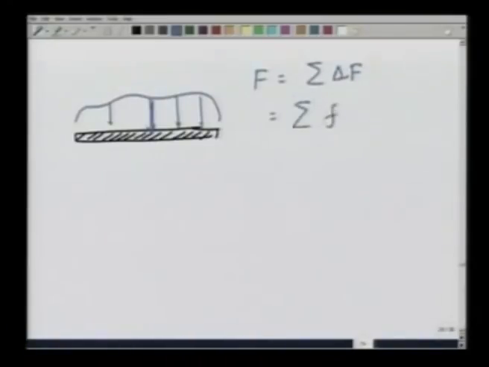So, if there is this distributed force f(x) acting on the beam, the net force F is going to be the summation of delta F, which is nothing but the summation of f(x) delta x, and this is nothing but the integration of f(x) dx, which is the area under this curve. That gives you the total force for a distributed force per unit length given.